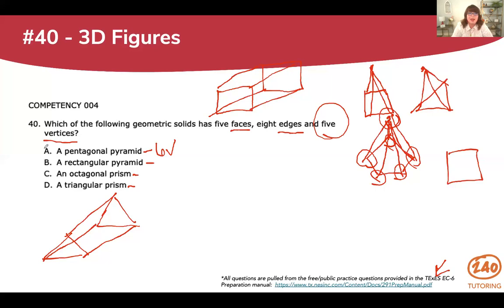So A, we can rule out. You see my strategy here? The easiest one to count. A rectangular pyramid, so I'm going to draw a more clear rectangle and make it a pyramid.